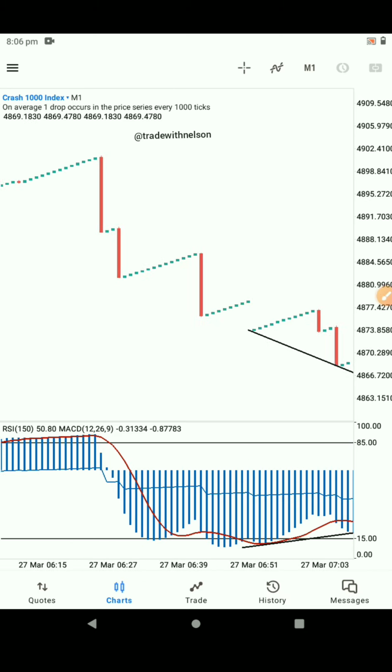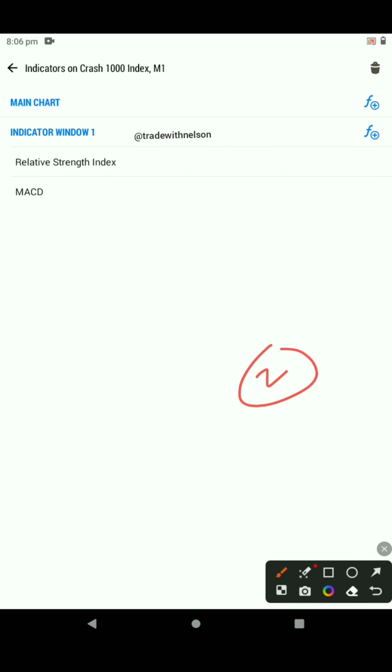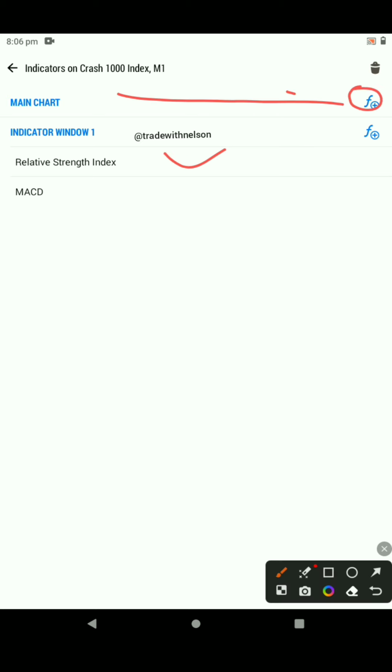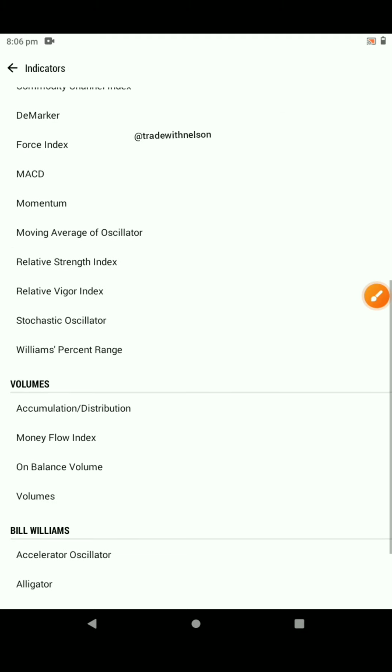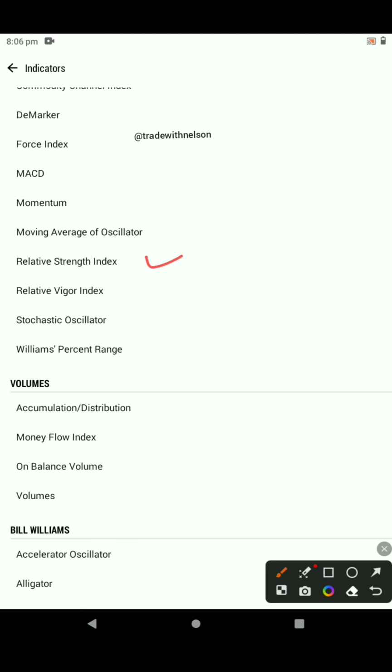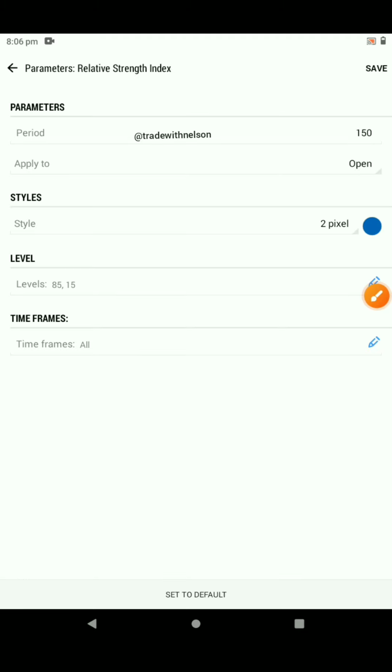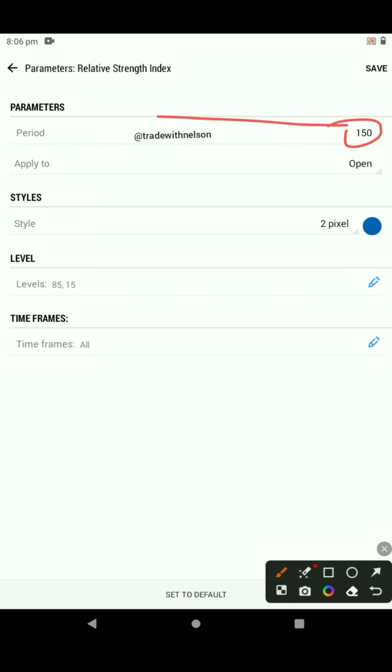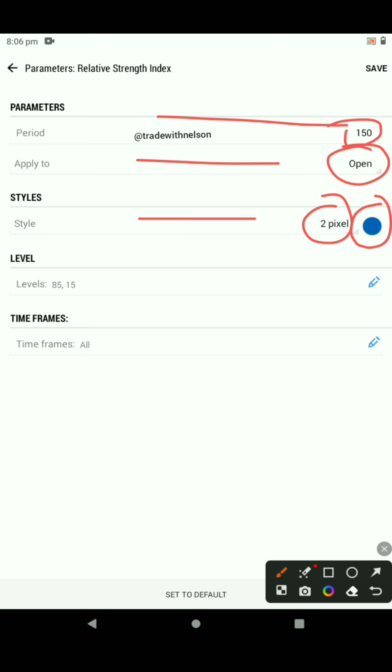So now let me show you the settings to my indicator. First thing we do is to click on this indicator icon over here. I said I have just 2 indicators. I have the relative strength index and the MACD. To select the relative strength index, click on the F icon on the main chart. Scroll down, relative strength index, RSI. Click on that. Make your period to be 150. Apply to open, style, 2 pixel, and select a color of your choice.